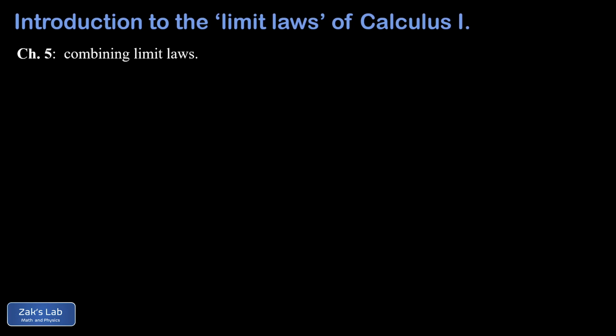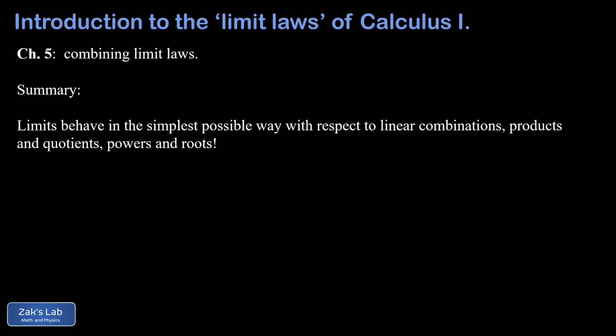Before we get into the examples, I want to summarize the main point first. And the main point is that limits behave in the simplest possible way with respect to linear combinations, products and quotients, powers, and roots. There are absolutely no surprises in the limit laws at this point. So they should be very easy to remember. The limit of a linear combination is the linear combination of the limits. The limit of a product is the product of the limits, and so on.